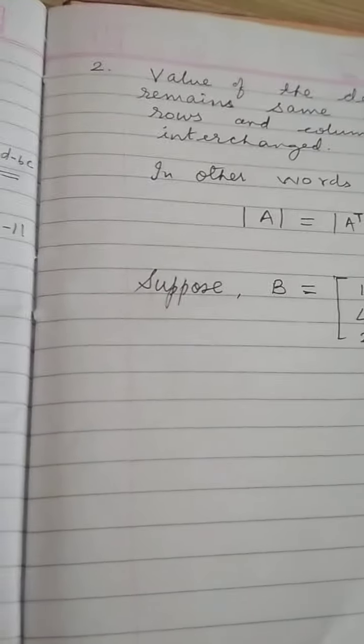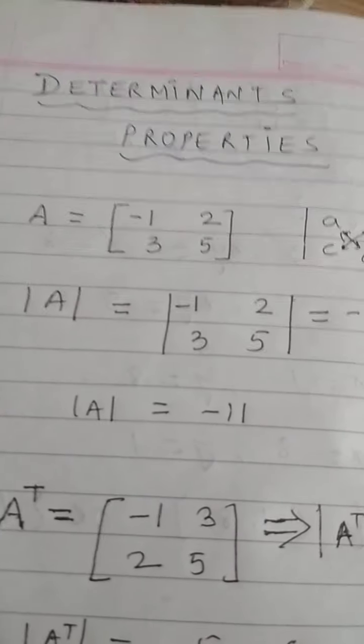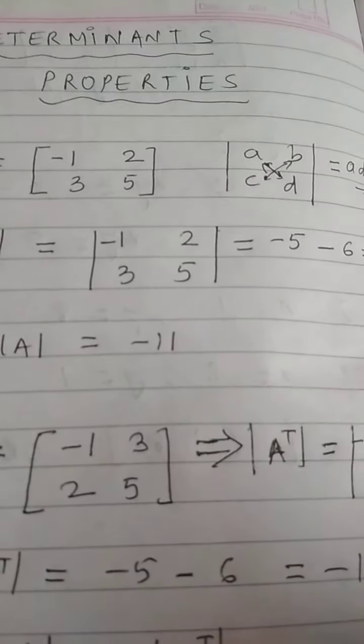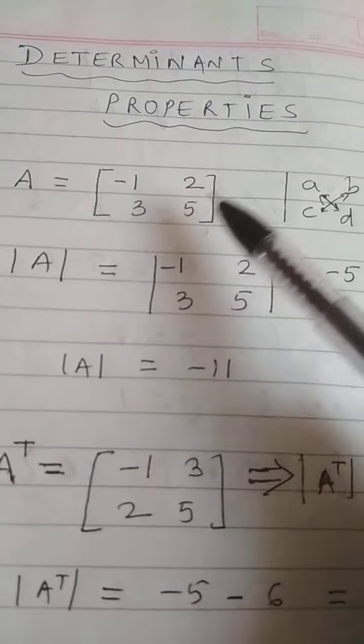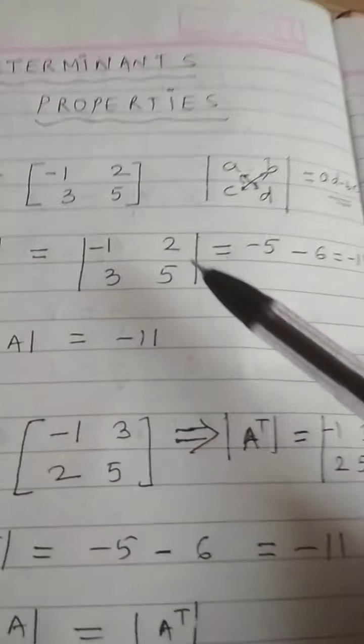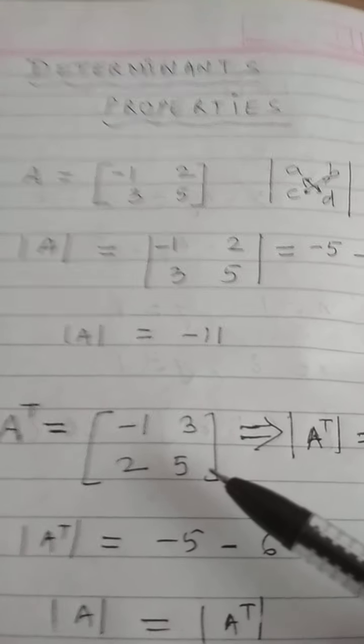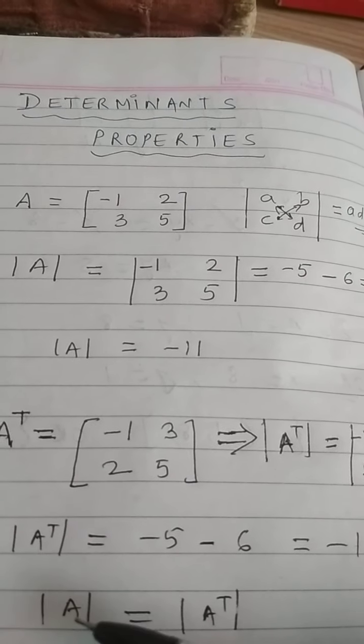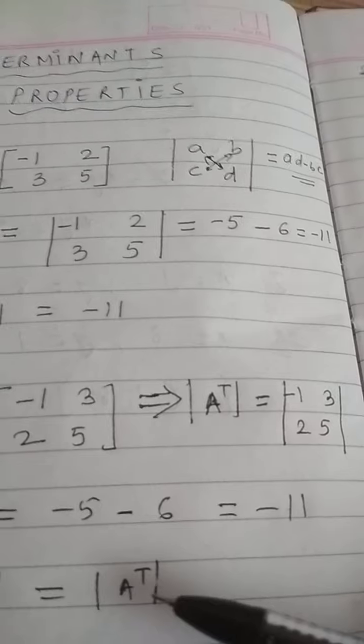Okay, children, we have discussed the first property, that is, if we interchange rows and columns of a determinant, with the help of a 2 by 2 matrix, we have seen the value of the determinant does not change. In other words, the determinant of A is the same as the determinant of A transpose.